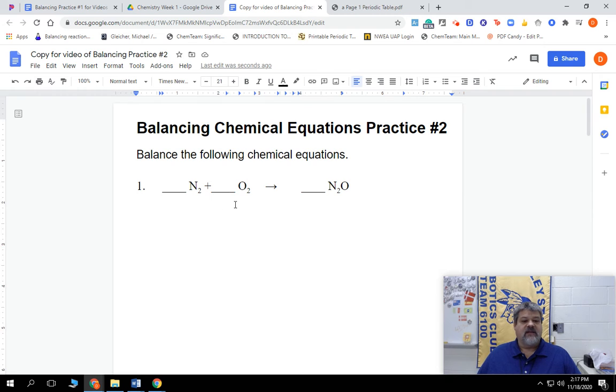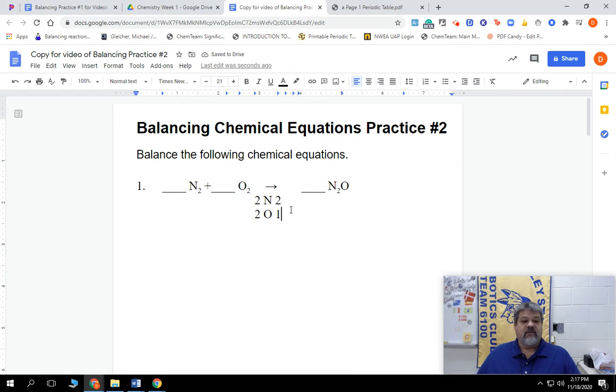So let's go back to the question. We're going to go ahead and balance this out. The first thing that I think we need to do is write the elements that we have. We have nitrogen on each side and oxygen on each side, which we should. So how many do we have on each side? Well, I have 2 nitrogen on this side, and I have 2 oxygen on this side. On this side over here, I have 2 nitrogen, but I only have 1 oxygen.